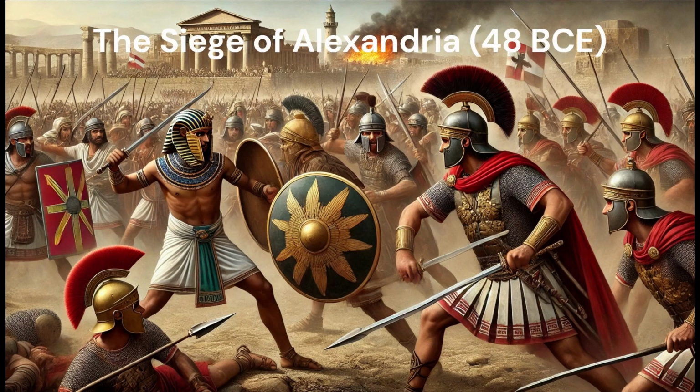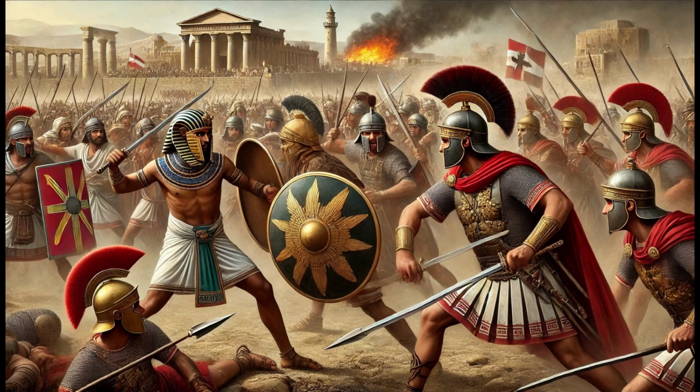Following his decisive victory over Pompey at the Battle of Pharsalus, Julius Caesar pursued his former rival across the Mediterranean. Pompey's flight took him to Egypt, a kingdom with its own internal turmoil. Hoping for sanctuary, Pompey instead met his demise at the hands of the Egyptian court, where he was assassinated on the orders of Ptolemy's advisers. When Caesar arrived in Alexandria in October 48 BCE, he was presented with Pompey's severed head.